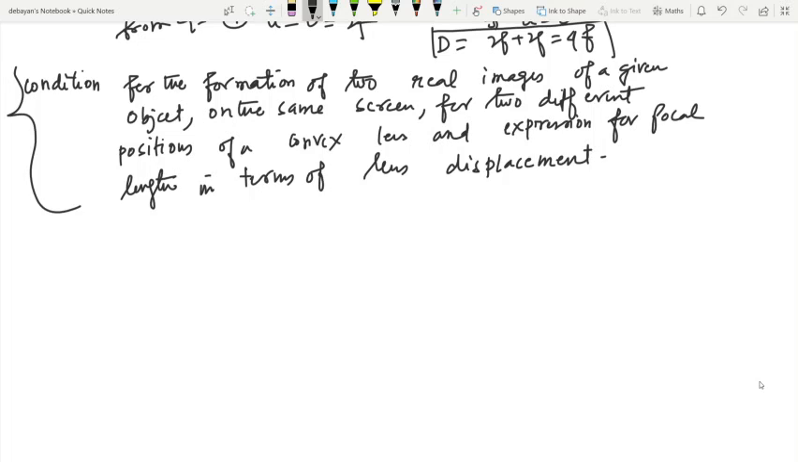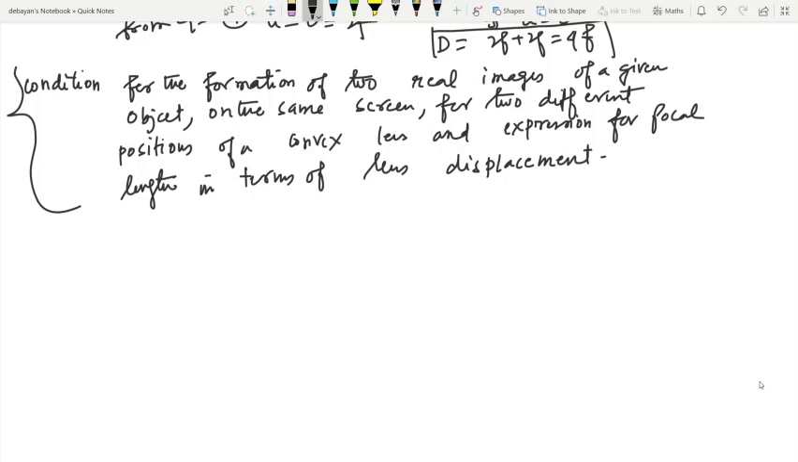We get two roots: u1 is d plus square root of d square minus 4df, divided by 2, and u2 is d minus square root of d square minus 4df, divided by 2. Now if we want real roots, of course the value of d square should be greater than or equal to 4df, otherwise we do not get real roots.